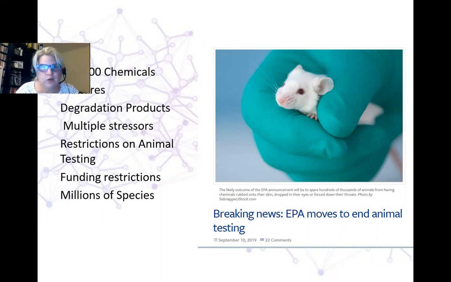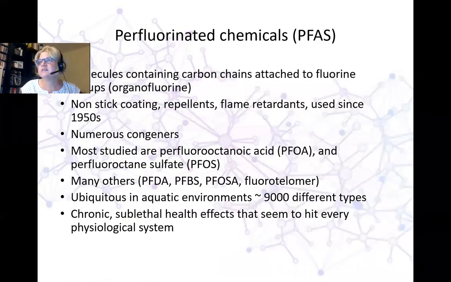And one direction we're going to be going into in a great deal is the PFAS chemicals. These are molecules that contain carbon chains attached to fluorine groups. They've been used in non-stick coatings, repellents, flame retardants. They've been used since the 1950s. There's so many different congeners. The most studied are two, PFOA and PFOS, and they've shown harmful effects at the parts per trillion range, and they're found in drinking water, which is disturbing. But there's a lot more others.